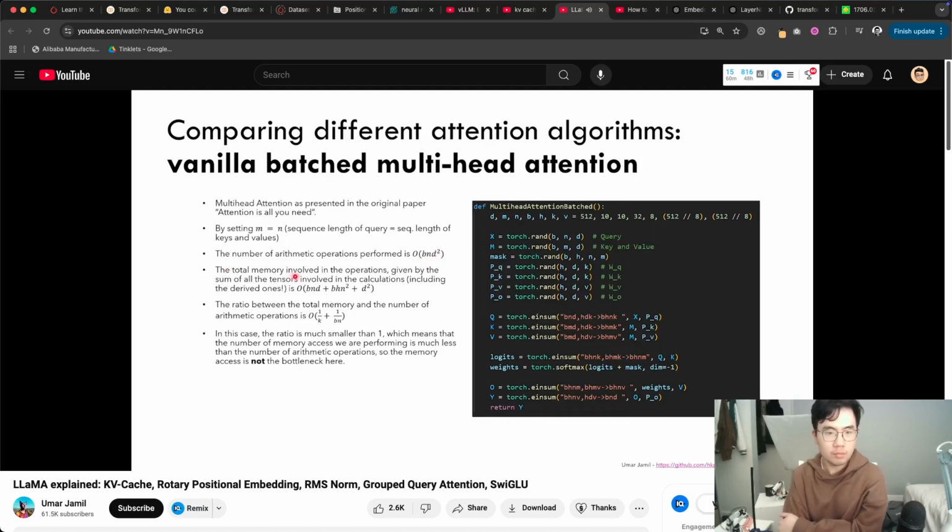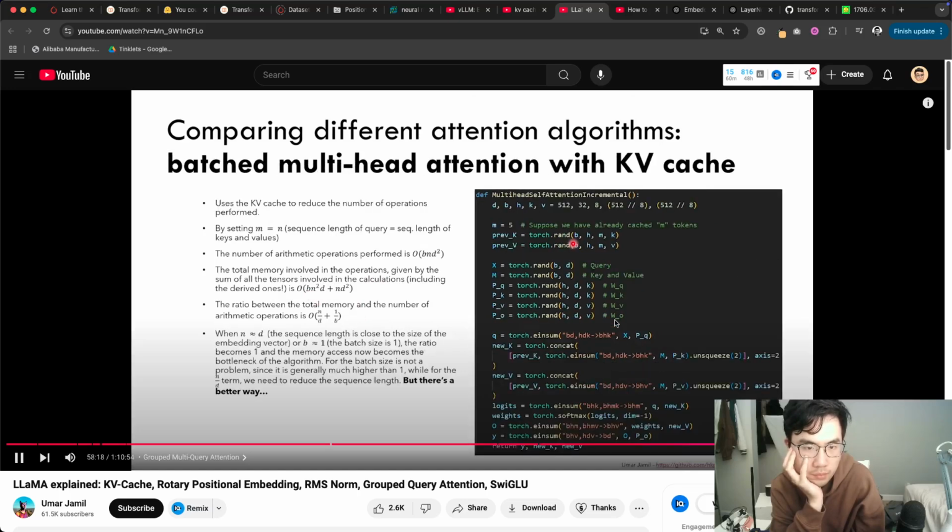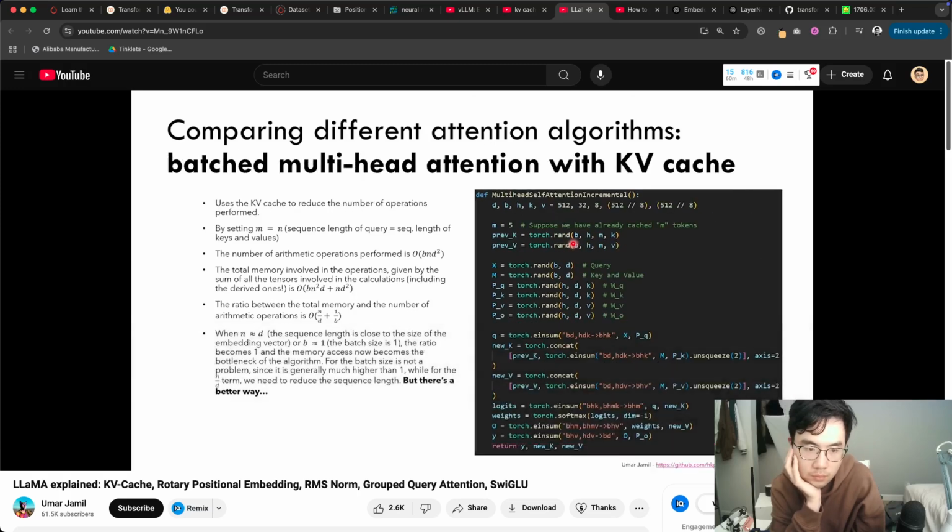While the total memory involved, given by the sum of all the tensors involved in the calculations, including the derived ones, is equal to O of B N D plus B N squared plus D squared. Then we introduced the KV cache, which is not a new problem, but we actually have a new bottleneck, and it's not the computation anymore. So this algorithm here is the multi-head self-attention, but using the KV cache. And this reduces the number of operations performed.